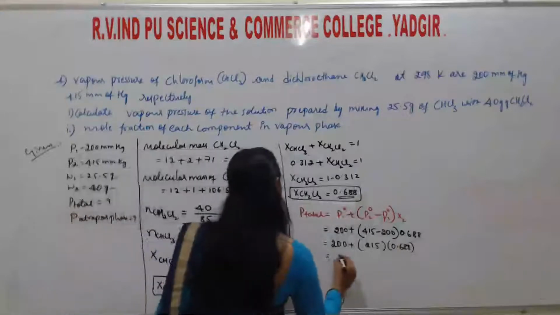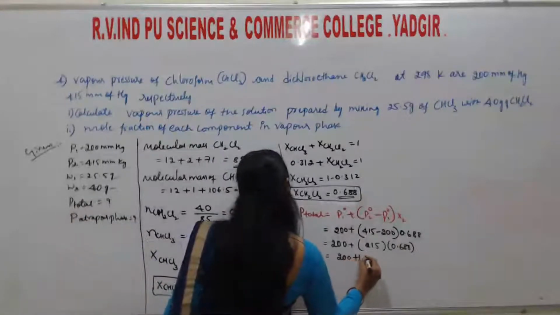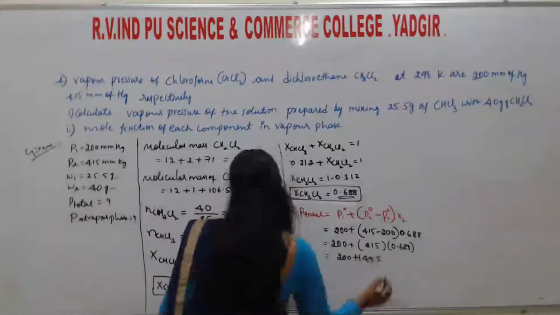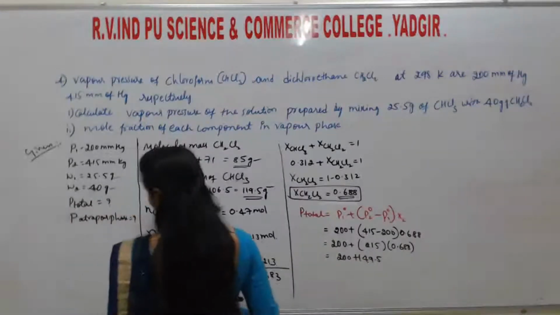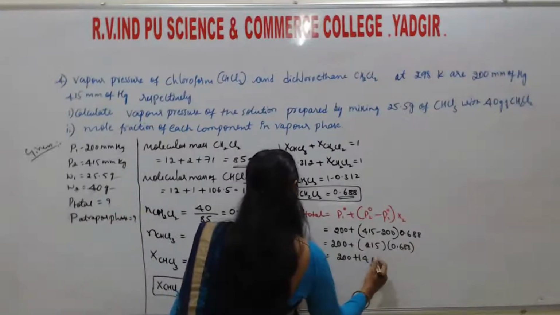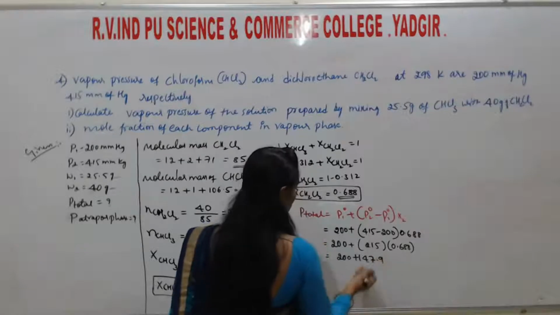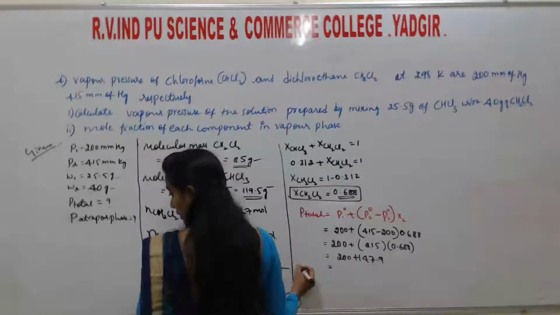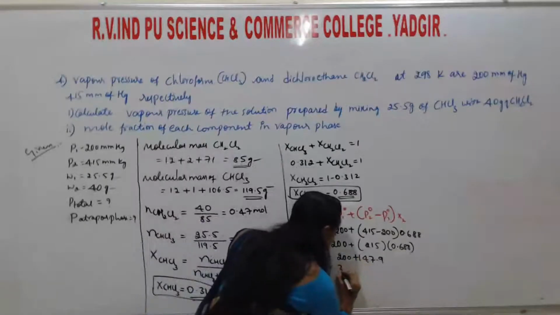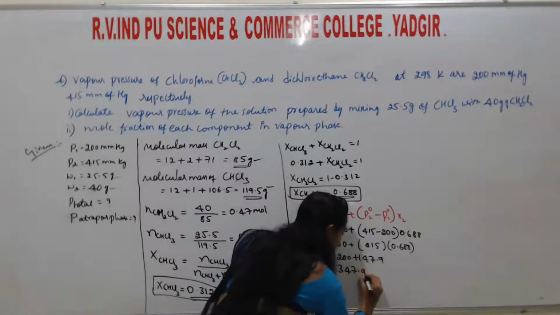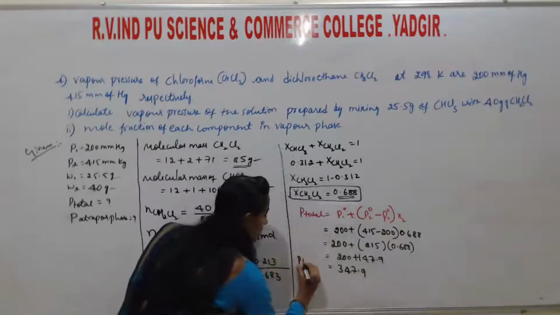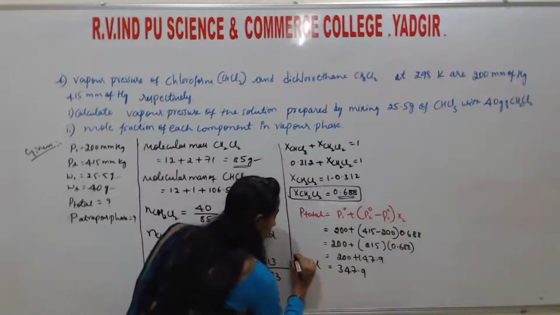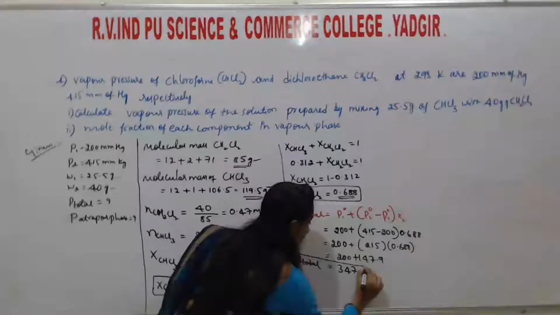200 plus 147.9. You may approximately take 148. Then you will get 200 plus 147.9, that is 347.9. What is it? P total. So the first answer we got.